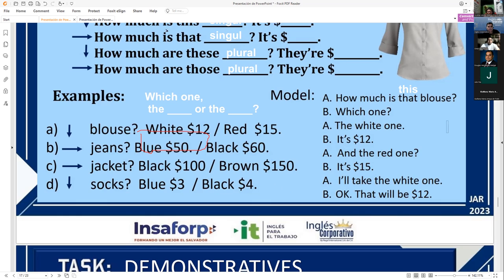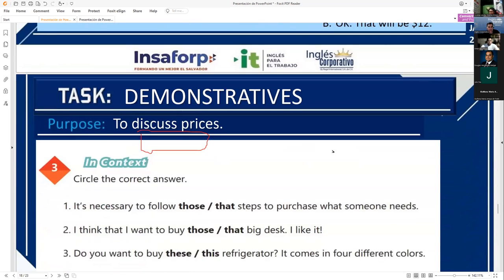For the plural, we have something like this. How much are those socks? Which ones? The blue ones. Oh, they are $3. And the black ones? They are $4. Okay, so that would be the conversation.